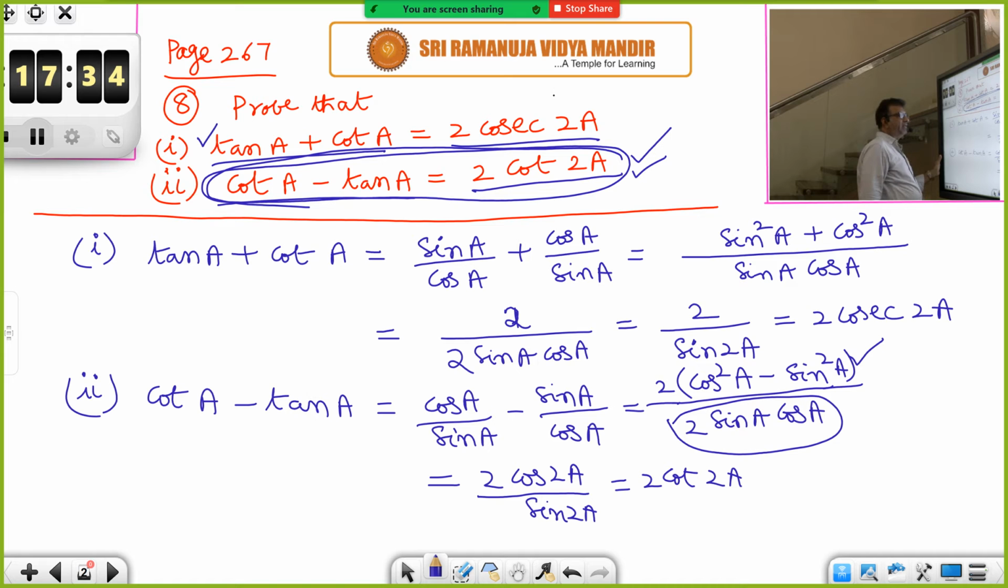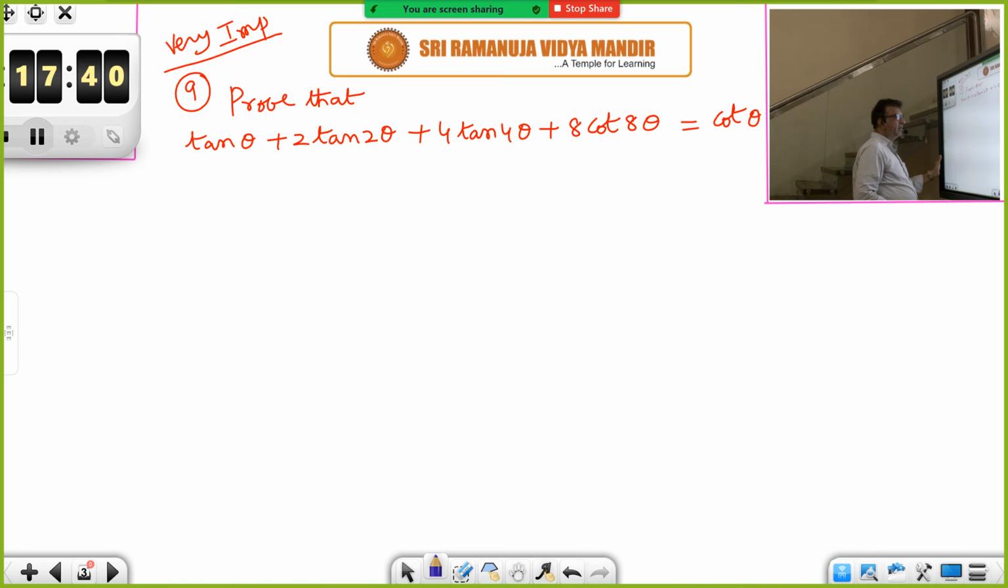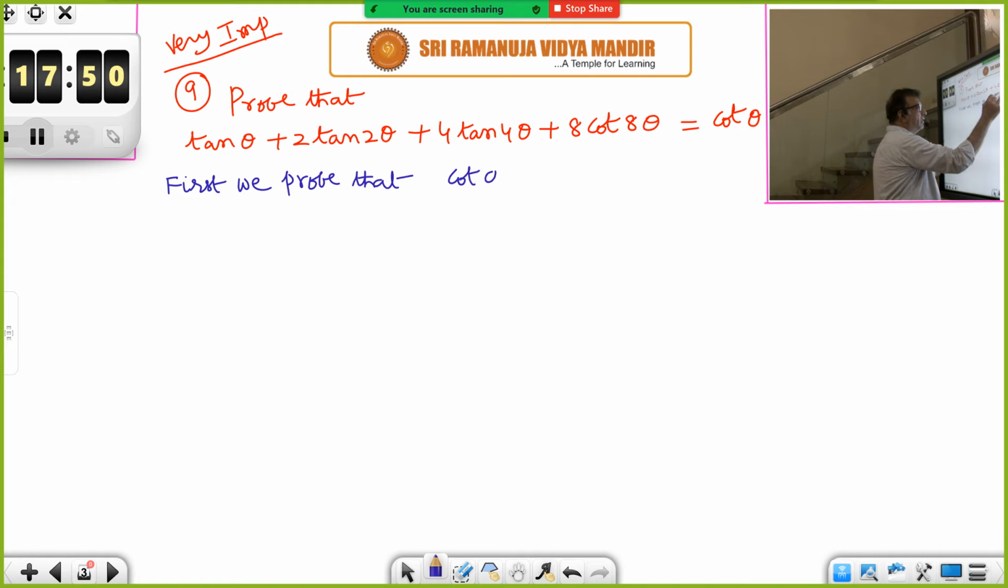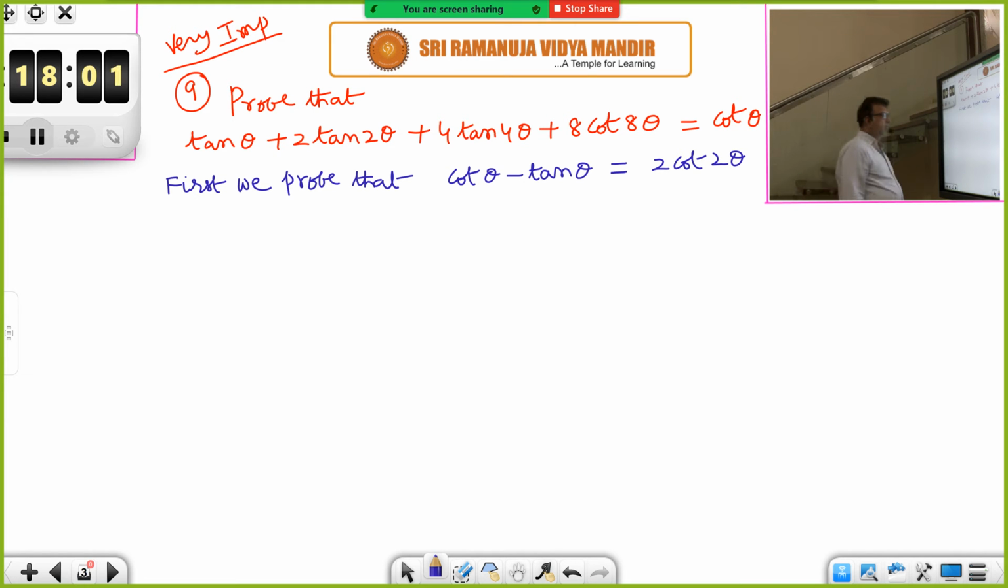Cot theta minus tan theta is equal to? Right. Go forward. So, first we prove that cot theta minus tan theta is equal to 2 cot 2 theta. Of course, this already we have proved it. You can again prove it if you want. Let us prove it in a different way.